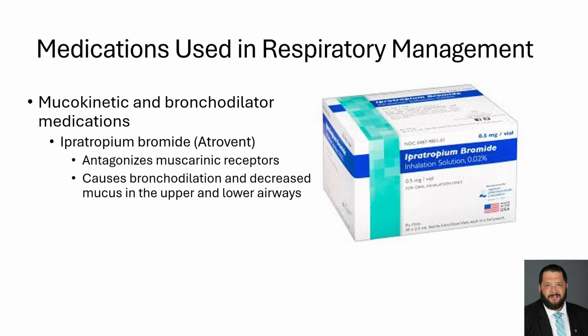Mucokinetic and bronchodilator medications. The most common that we see in EMS is ipratropium bromide. Ipratropium, or Atrovent, antagonizes the muscarinic receptors. It causes bronchodilation and decreases mucus in the upper and lower airways. This medication is not given by itself. It's typically given with albuterol in the composition known as a DuoNeb, and helps facilitate the mucus movement in patients, particularly with asthma and COPD, and then helps facilitate the effects of the bronchodilatory effects of albuterol or other bronchodilator medications that are administered.